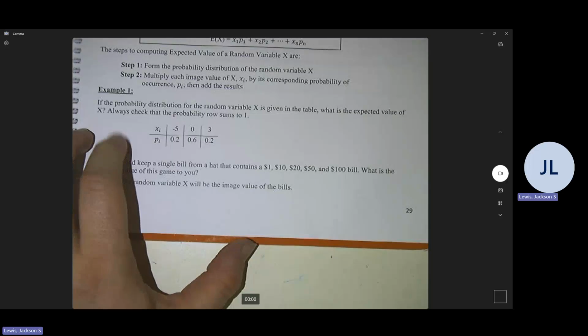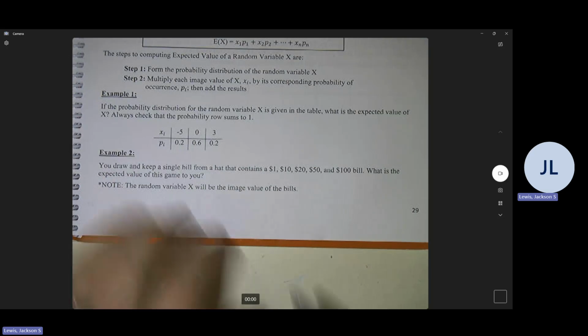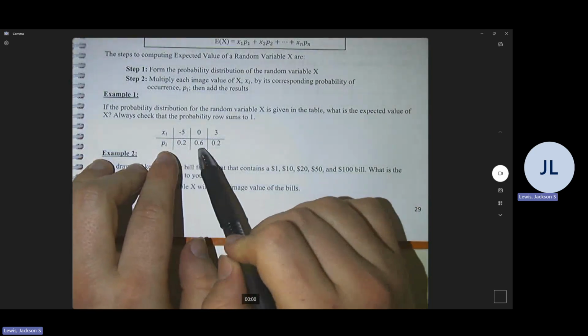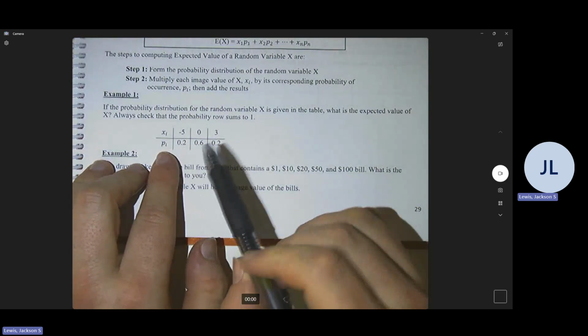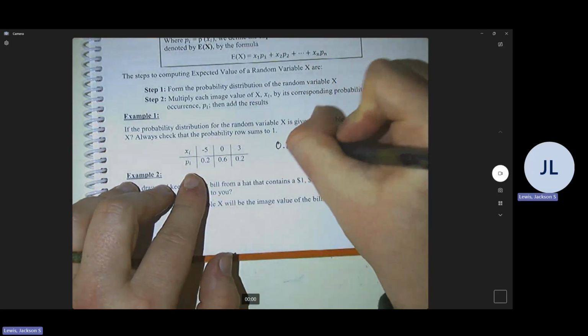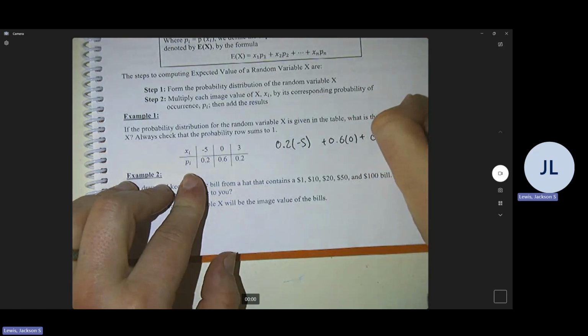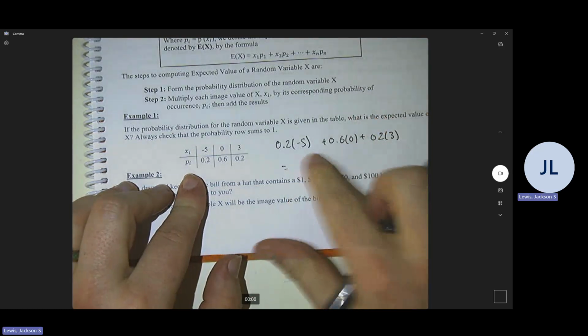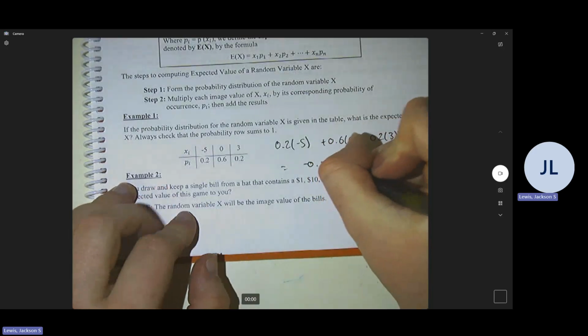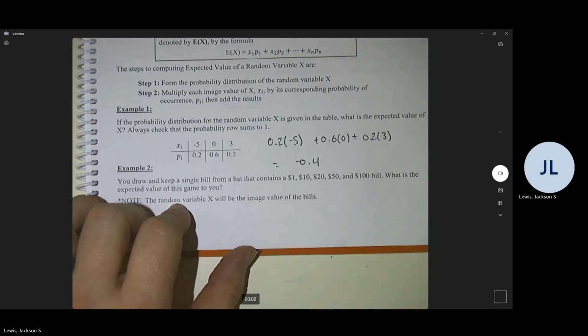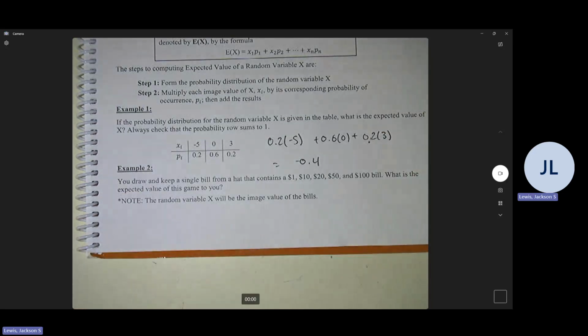For example here, if the probability distribution for a random variable was given in this table, what is the expected value of X? Always check that the probability row sums to 1. This here does sum to 1: 0.2 plus 0.6 plus 0.2 is 1. And now I just multiply this out. 0.2 times -5 plus 0.6 times 0 plus 0.2 times 3. That's -1 plus 0.6, so negative 0.4. The expected value is negative 0.4.